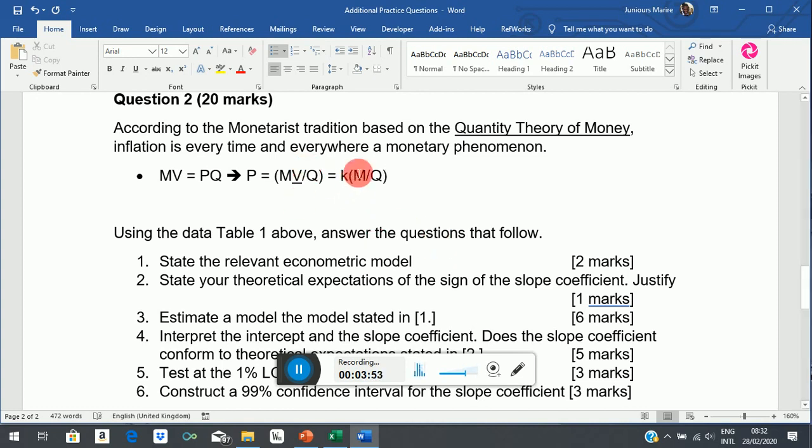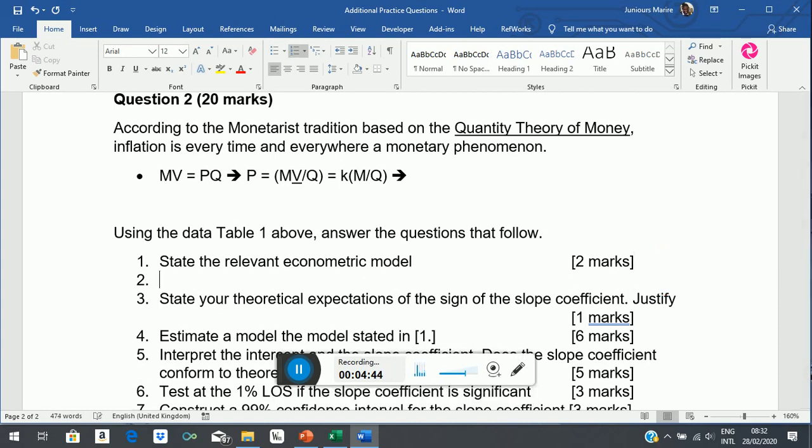Okay, now M is nominal money balances, is your nominal money supply, whereas Q is the physical quantity of output. So here, this ratio is saying for each unit of output, how many units of nominal money do we have? So if this ratio is bigger than one, it actually means that we have too much money chasing too few goods. That's what they are talking about, okay? So then this implies that we can then state this relationship in an econometric sense.